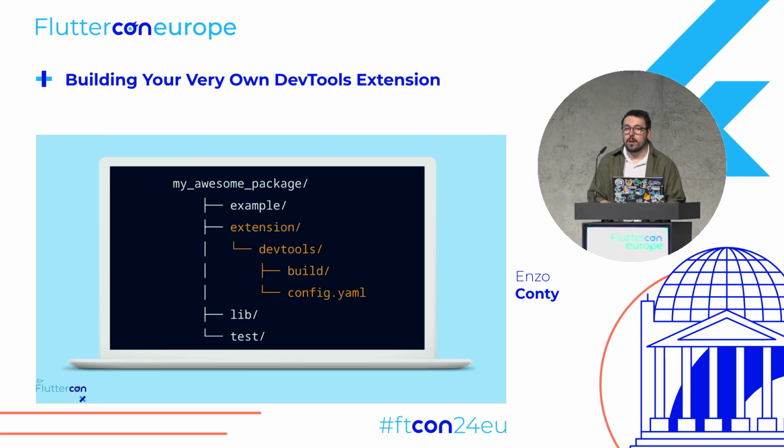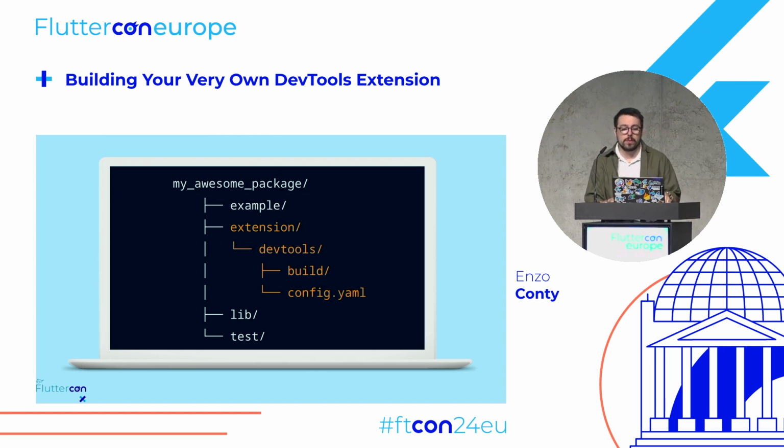All right. To create your own Flutter DevTools extension, you have to manually create this architecture. We will have an extension folder, and inside this extension folder, a DevTools folder, which itself has a build folder, and next to it a config.yaml file. All of this has to be in your root package, so in the main directory of a package.